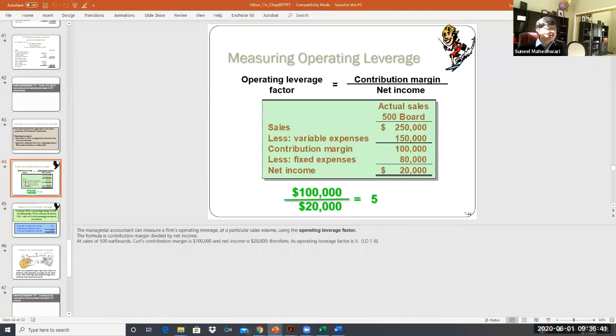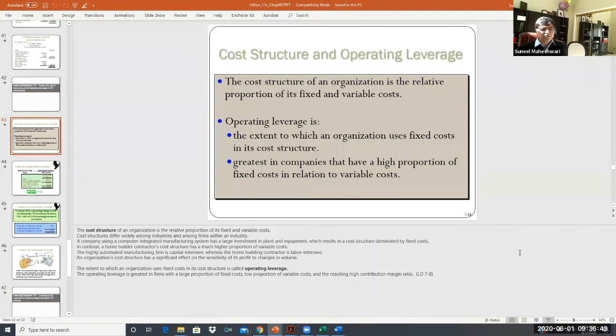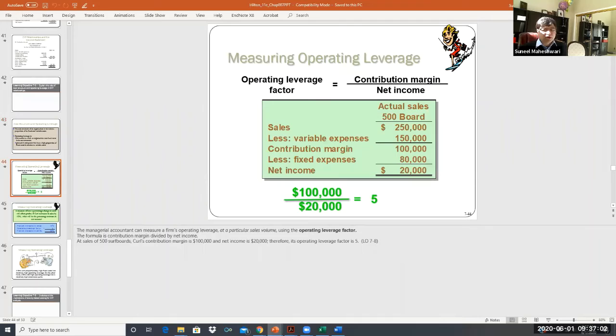operating leverage. So operating leverage refers to the relative proportion of fixed and variable cost in the cost structure. The higher your fixed costs are, the more leveraged the company is. That is, it has more risk of getting into losses when a downturn occurs. It is computed as contribution margin divided by net income. So in this case, contribution margin by net income is 5.